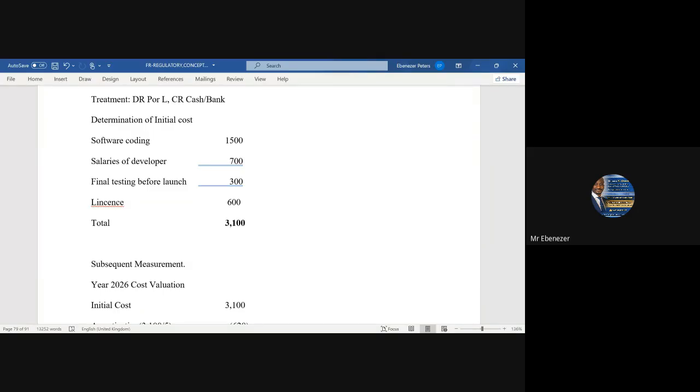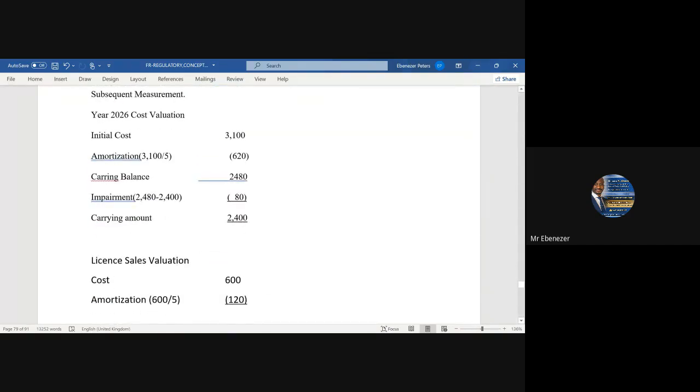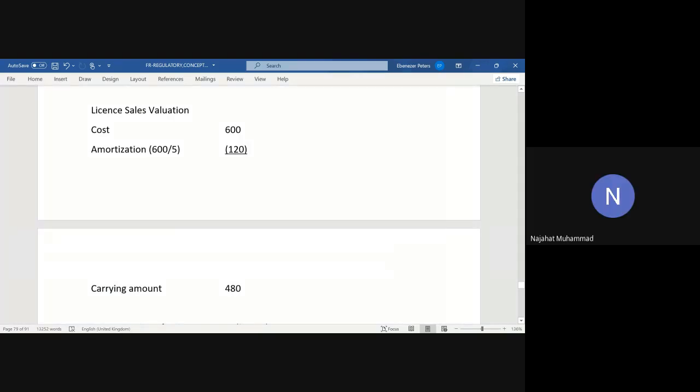Since it's in this 3,100, you now sell the license. You have to debit this away from this group of what makes us an intangible asset. You have to debit it, so you have to nil it off from here. You understand me now? And then you now create your income.